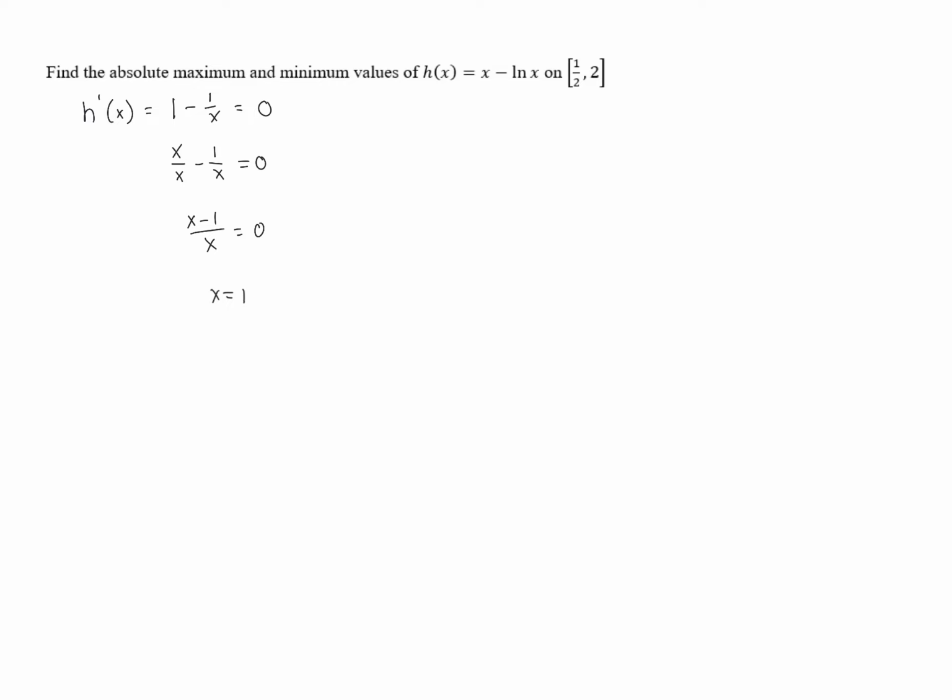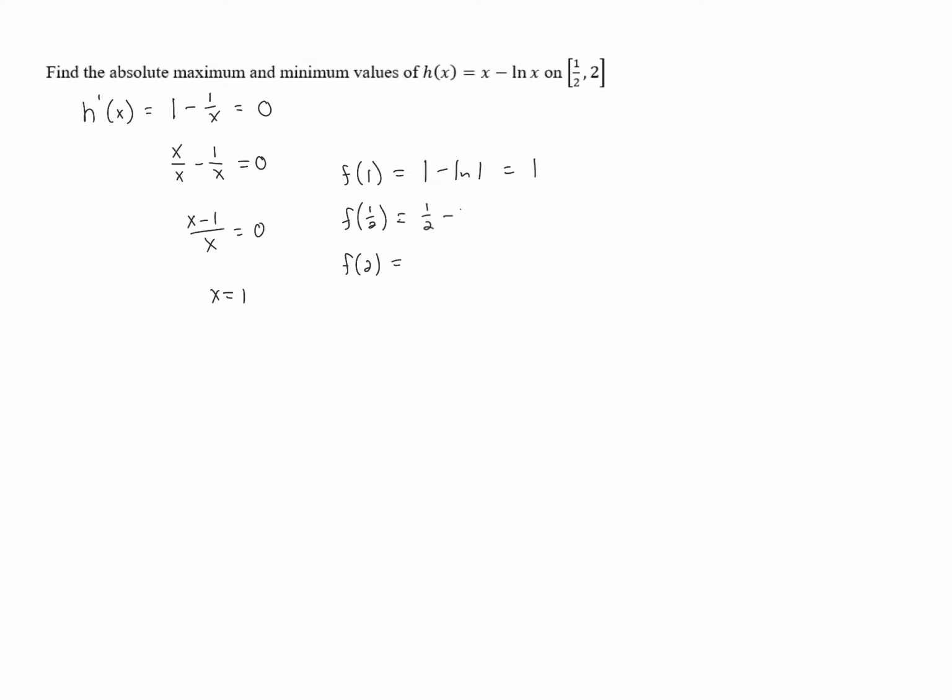So we've got to evaluate the function at that critical number, and we also have to evaluate the function at our endpoints of 1/2 and 2. So when we do this, h of 1 is going to be 1 minus ln of 1. Now, ln of 1 is 0, so this is just 1 minus 0, which is 1. For 1/2, we've got 1/2 minus ln of 1/2.